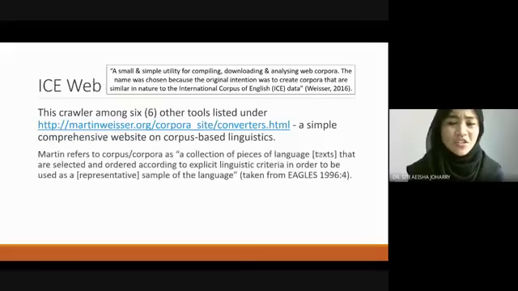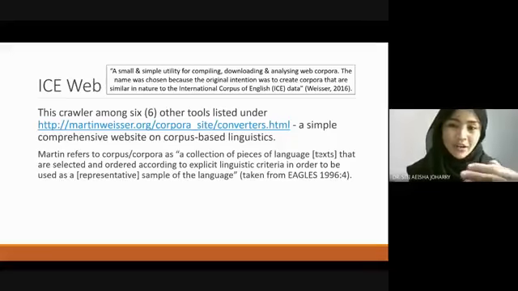I'd like to jump into what I find a necessary definition, because it's always important that we keep in mind what corpus or corpora refer to. As Martin says here, he has taken this definition from elsewhere and adapted it a bit, where he says it's a collection of pieces of language or text, i.e. text, that are selected and ordered according to explicit linguistic criteria in order to be used as a representative sample of the language. So much of his definition here resonates with what Dr. Mazura explained earlier.